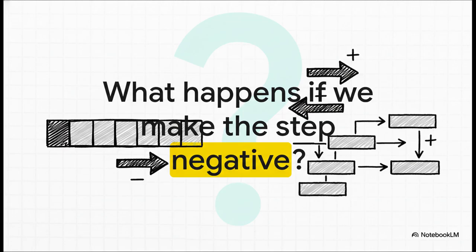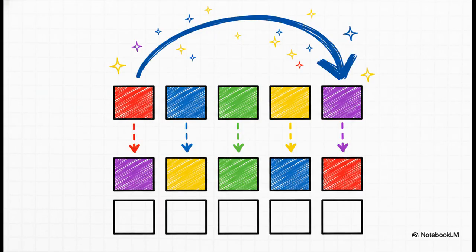Okay, so a positive step jumps forward through the list. But what do you think happens if we make that step negative? You get this beautiful, elegant little magic trick. By leaving the start and end blank and just putting in a step of -1, you're telling Python, go from beginning to end, but step backward one at a time. And just like that, you've instantly reversed the entire thing. This is probably one of the most famous tricks in Python because it's just so short and powerful.